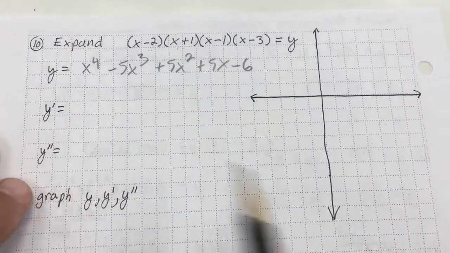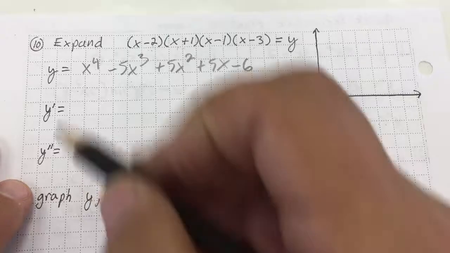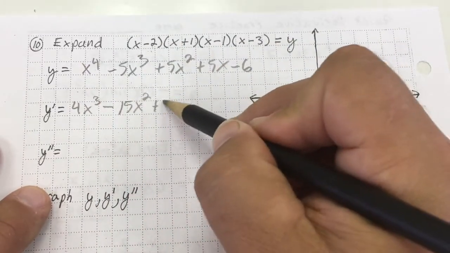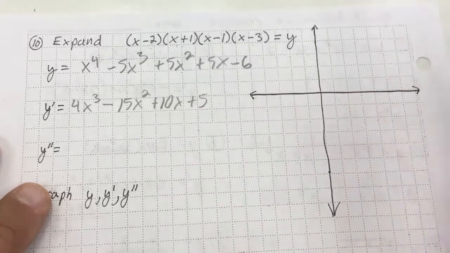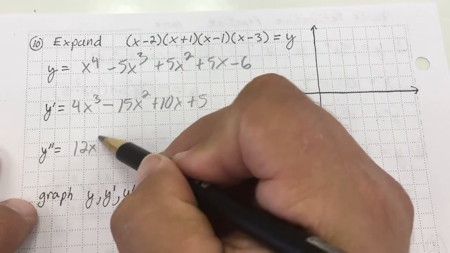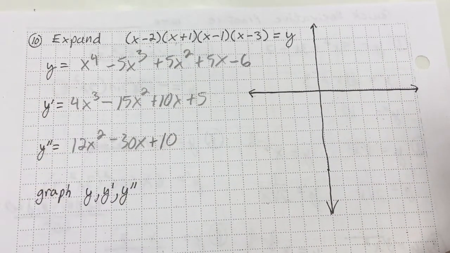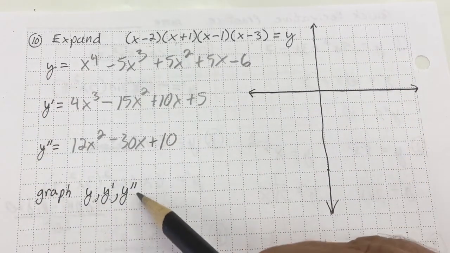From that, I want to find the derivative. So the derivative of this is going to be 4x cubed minus 15x squared plus 10x plus 5. And then the derivative of that is going to be 12x squared minus 30x plus 10. Now it's asking me to graph y, y prime, and y double prime.